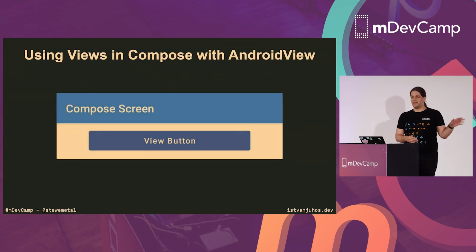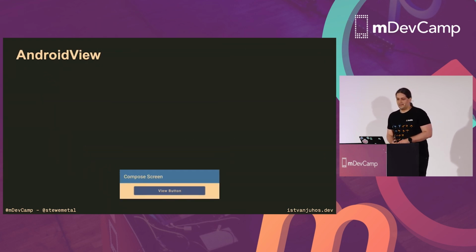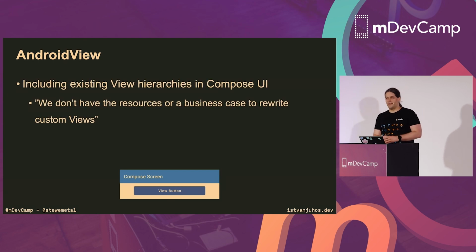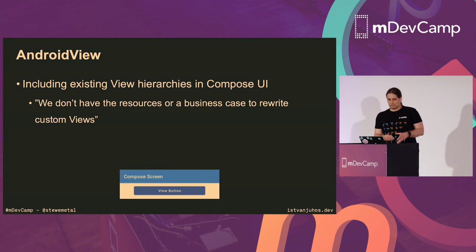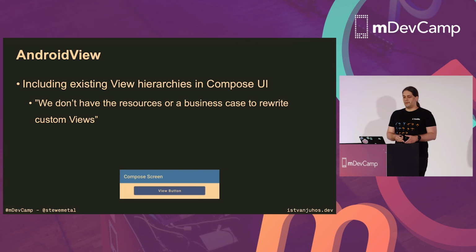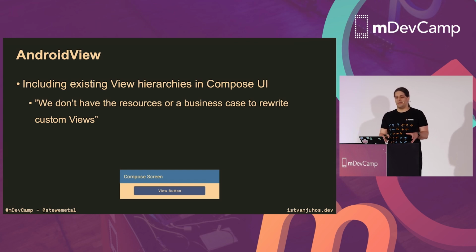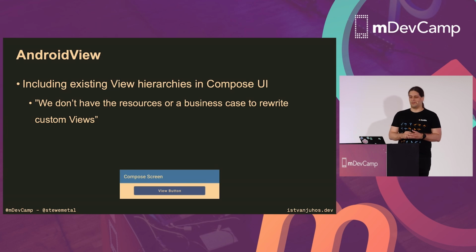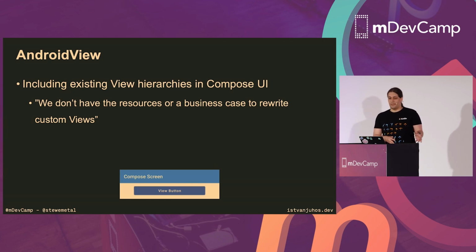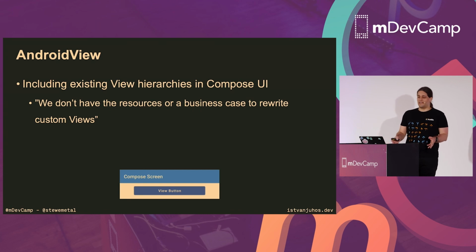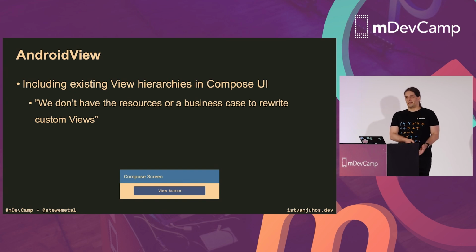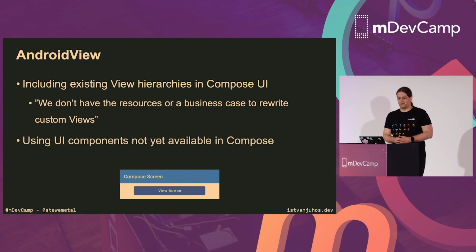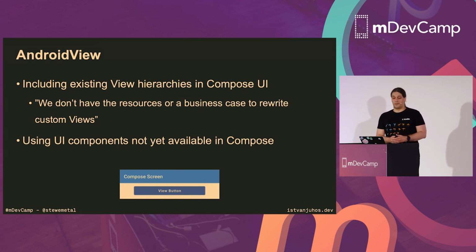What we'll be looking at is this simple example. And before we actually dive into some code, let's see why this case exists at all. Well, if we want to include existing views in Compose UI, the reason for this might be that we don't have the resources. I already touched this, right? We don't have the resources, time, people, engineers, or a business case to finance our passion towards Compose to rewrite our existing custom views in our projects. Or, as I also mentioned before, using components from a library that doesn't support Compose yet.